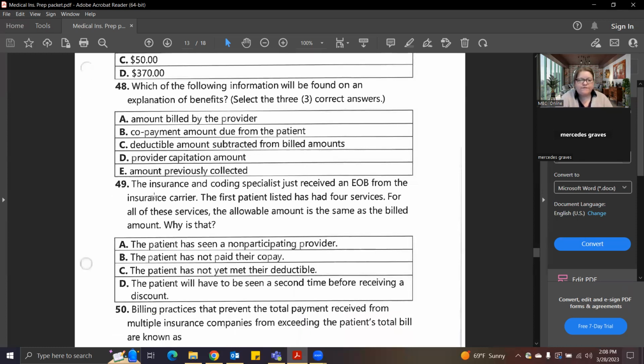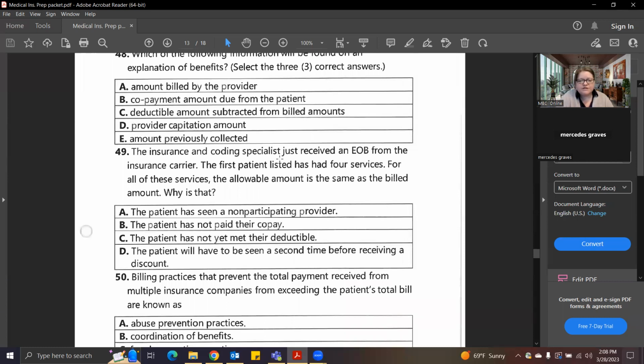All right, 49. The insurance and coding specialist just received an EOB from an insurance carrier. The first patient listed had 4 services. For all of these services, the allowable amount is the same as the billed amount. Why is that? A, the patient has seen a non-participating provider. B, the patient has not paid their copay. C, the patient has not yet met their deductible. And D, the patient will not have to be seen a second time before receiving a discount. Any guesses on that?